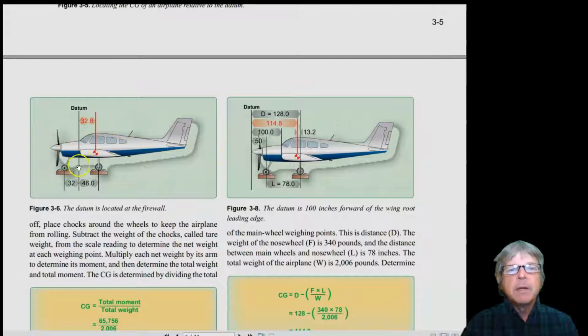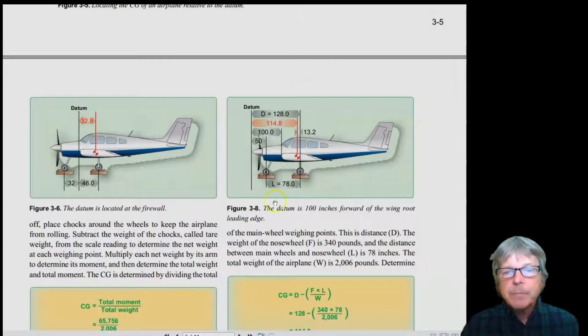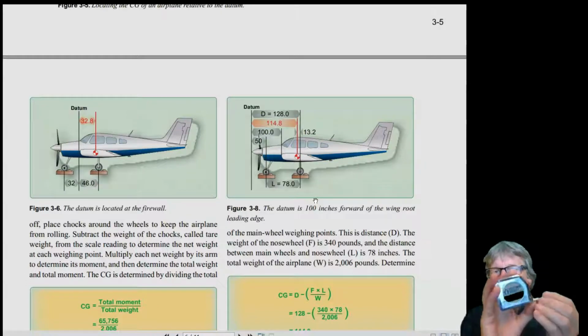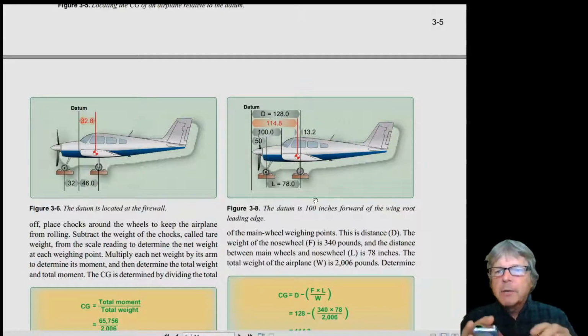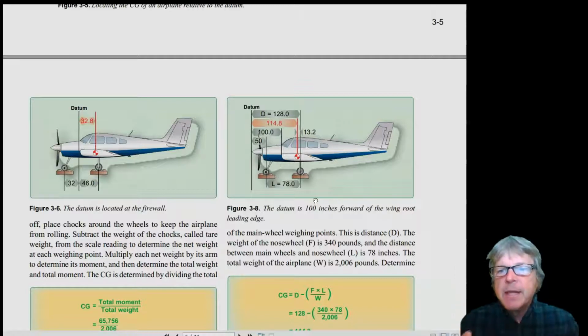The datum is at the front of the leading edge, in this case, and here are your distances. It would be like a negative 32 up to the nose gear and a positive 46 back to the main gear. In another figure, the datum is at the firewall. Remember, the datum is just the measuring point. That's the end of my tape measure. I can measure from the front of the airplane, or from the firewall. It's just a number.